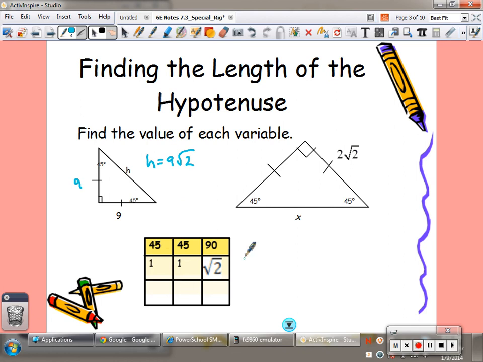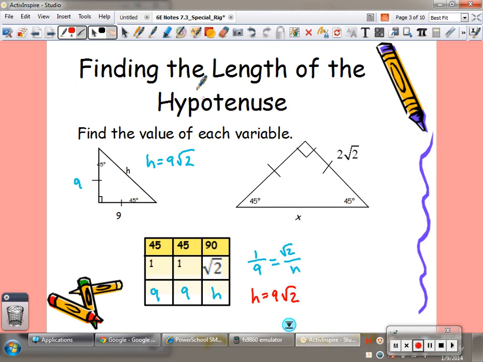For this one, again, we can set this up in the chart. We would put a 9 here, a 9 here, and then underneath the square root of 2, that would be h. And what we do here is then we can just cross multiply. These ratios are all true, so 1 over 9 equals the square root of 2 over h, and then when you cross multiply that, you get h equals 9 times the square root of 2.